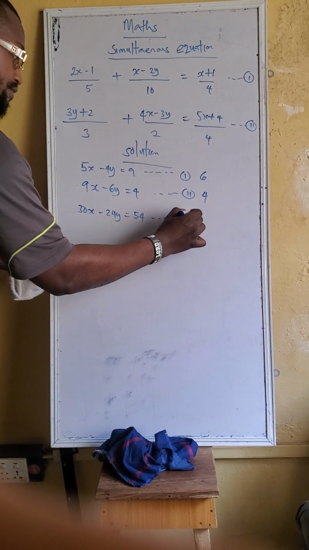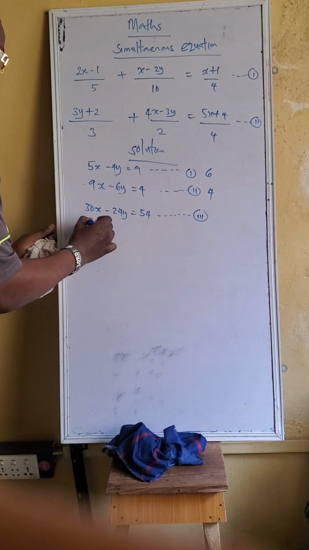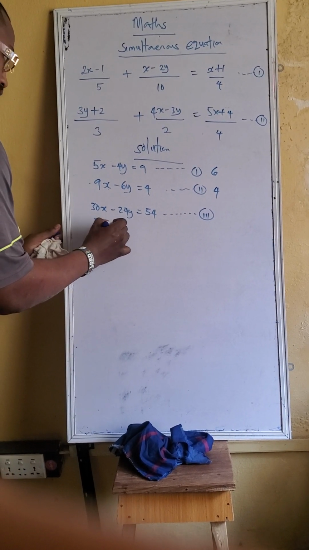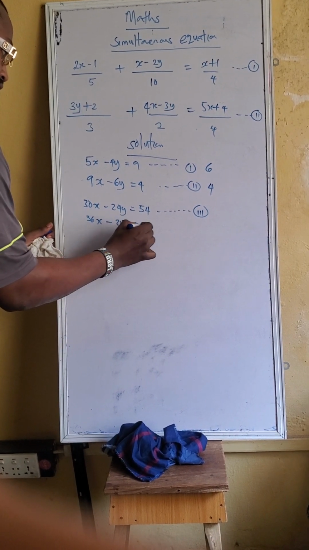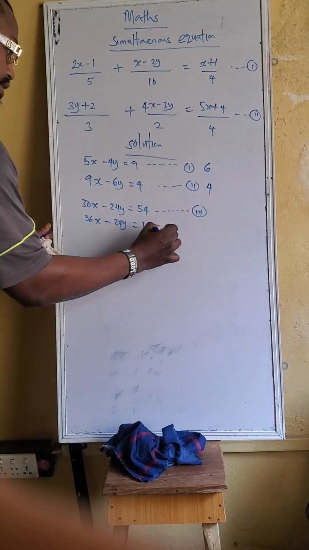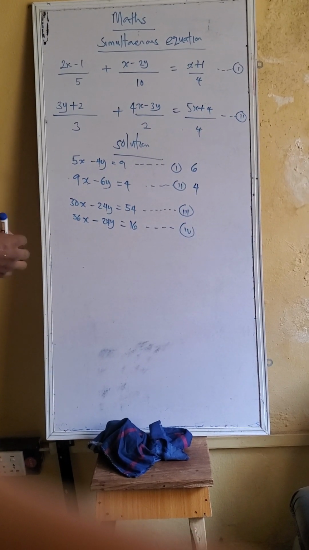That is equation 3. Then 36x minus 24y equals 16. That's equation 4. Now the next thing is to do what?